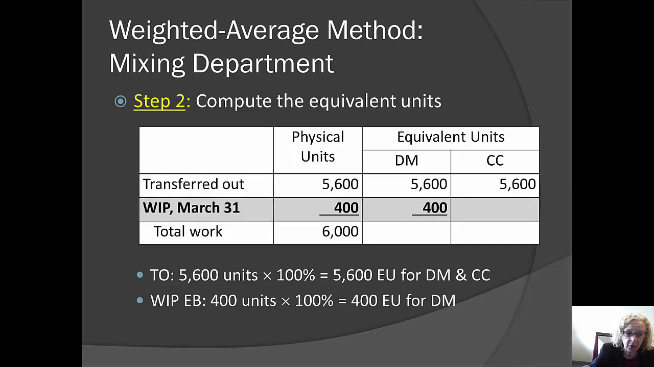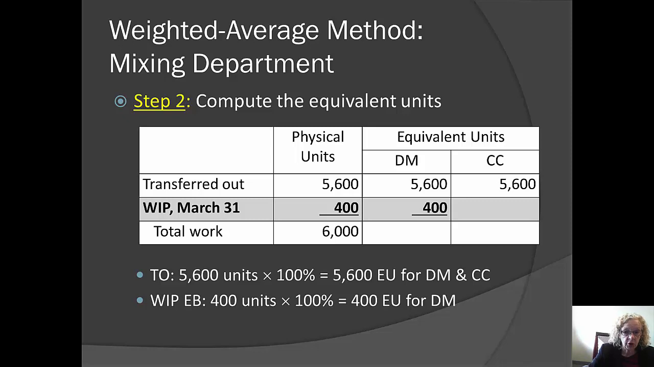They must have gotten everything that they need in order to go to the next department. Now, what about the work in process ending balance? Since materials are added at the beginning of the period, the 400 units that weren't finished must have gotten all of the materials they need, because materials are added first. Therefore, these units are 100% complete with regard to materials. They represent 400 equivalent units.